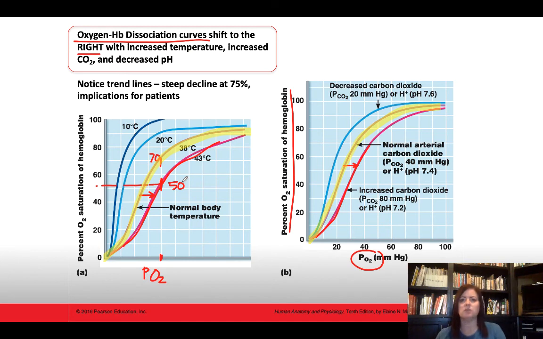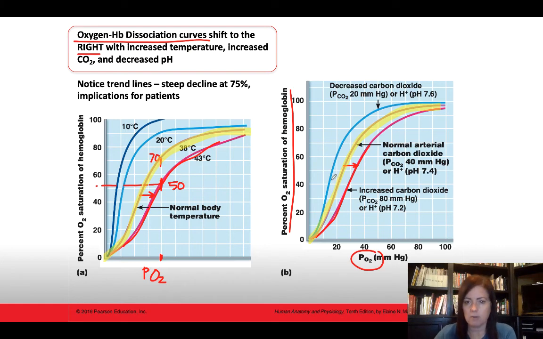Where did that oxygen go? Where did that 20% of oxygen go? Well, it was unloaded because of decreased affinity, and it's now in the tissues, which is exactly where we want it to be. We want it to be in the tissue so that we can use it, right?